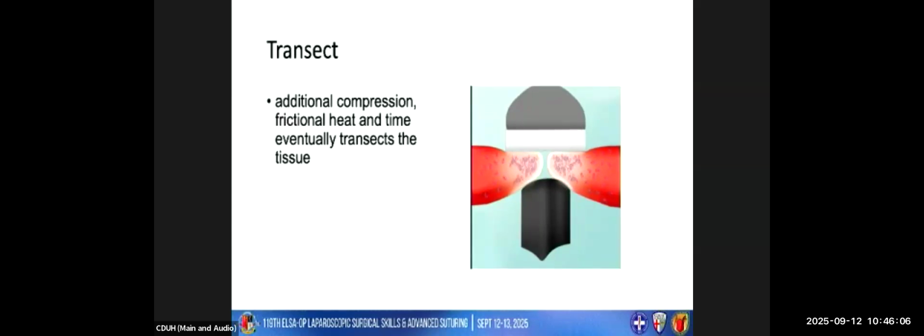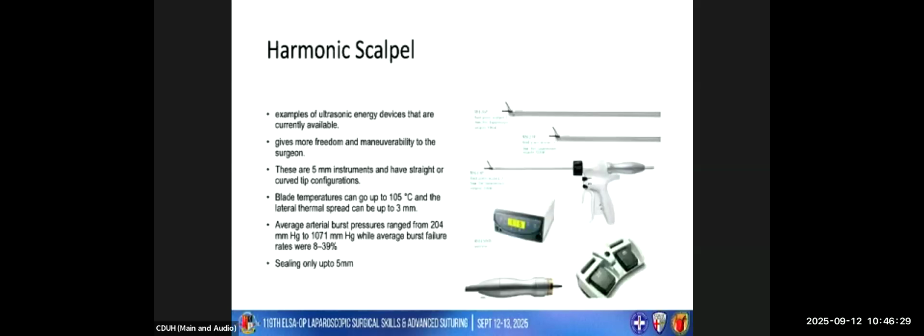Additional compression and frictional heat and time eventually transects the tissue, so there will be already transection. Now that we discussed the different types of sealing mechanism, we'd like to introduce the types of devices available for sealing devices. The first would be your harmonic scalpel.